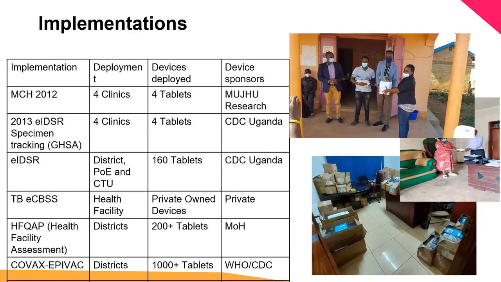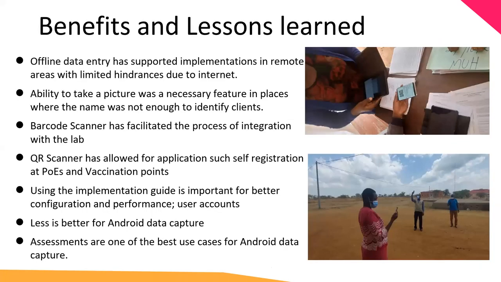And for most of these, we've been able to try and avoid privately owned devices. Apart from this TB one, for most of the others, we do the configuration and everything, then we hand over for them to use. So in terms of benefits, some of these benefits are known. Of course, the offline capability is a big benefit to the users, so we're able to deploy in remote areas and be able to get data.